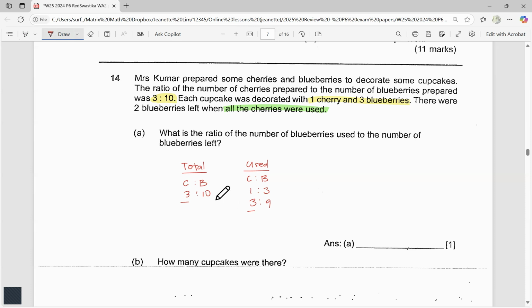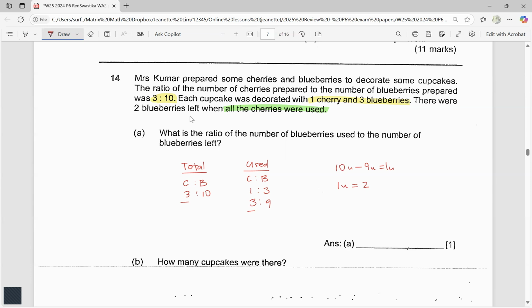Okay, now what do we know about the blueberries? There's a total of 10 units for blueberries, but she only used 9 units. So there's this 1 unit left. And if you read the question, they actually said that there were 2 blueberries left. So firstly, 10U minus 9U is 1U, right? So that 1U is actually the 2 blueberries left.